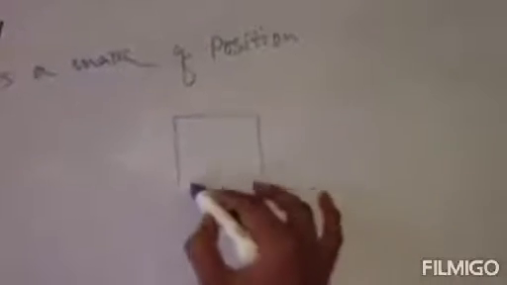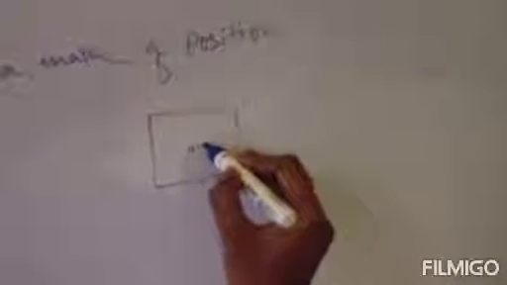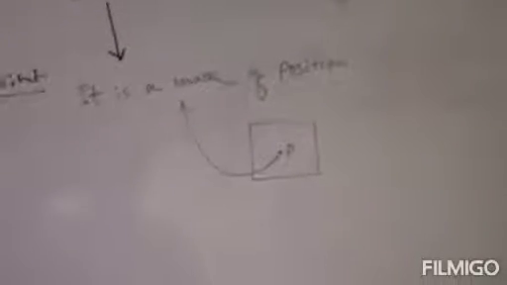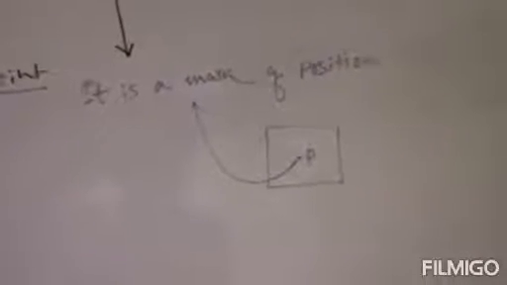It has neither length nor width nor any thickness, and it also does not occupy any space. So it has no length, no breadth or width, no thickness, and it doesn't occupy any space. Suppose this is a figure, and this is a point in the figure. Suppose its name is P. So P is a point in this plane. It symbolizes a position.